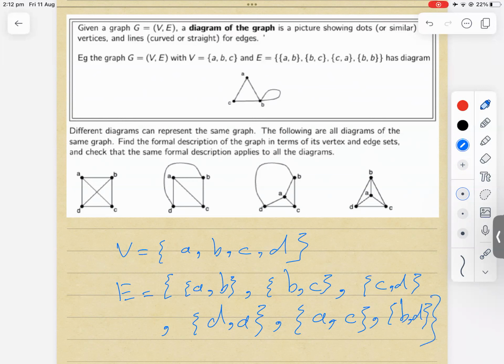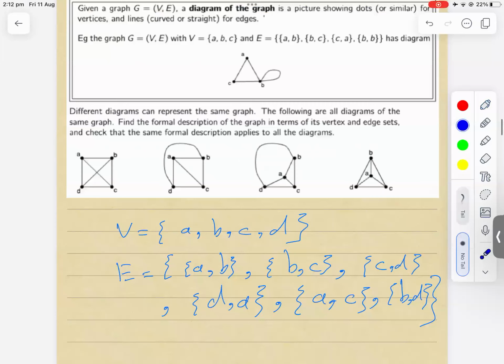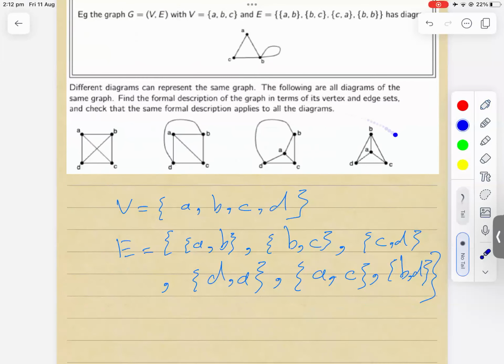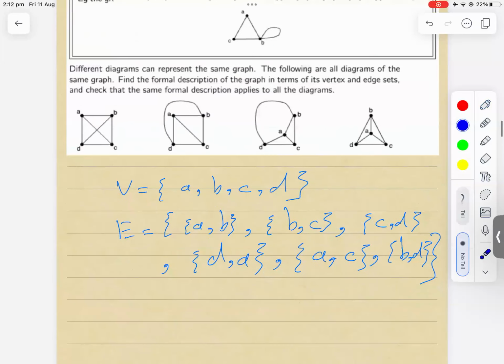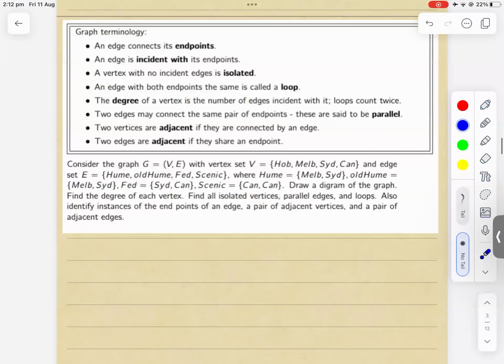Okay, so we've got this one. 1, 2, 3, 4, 5, 6. 1, 2, 3, 4, 5, 6 here. Okay, so all of these are the same graph. Now, graph terminology: an edge connects its endpoints.